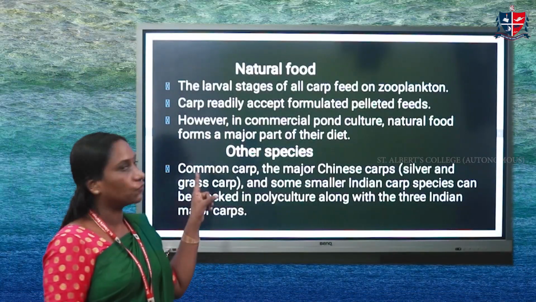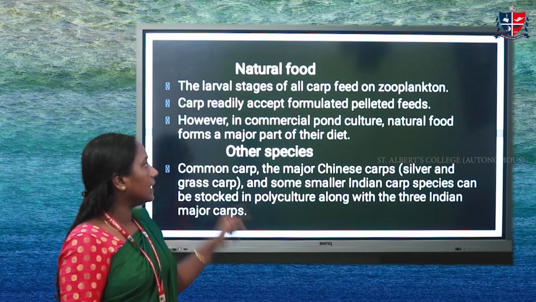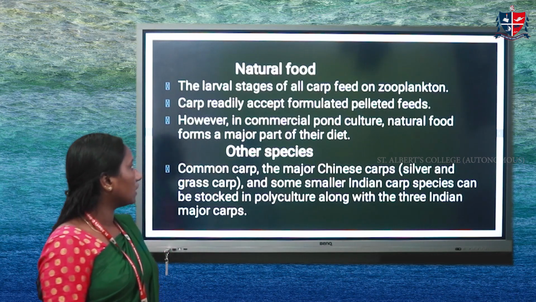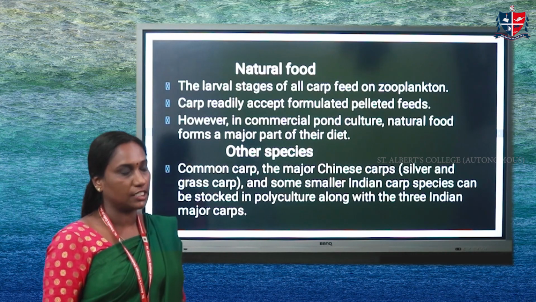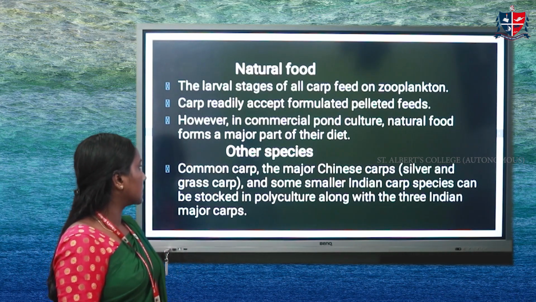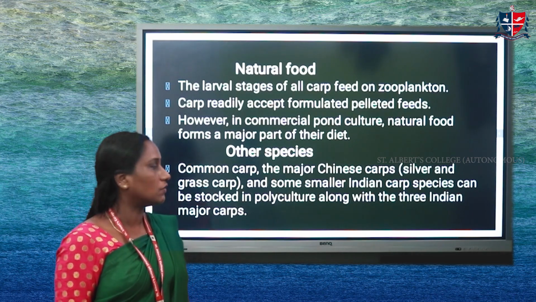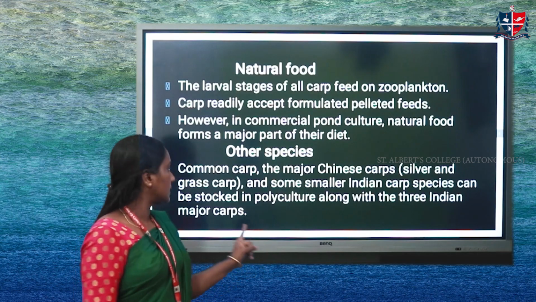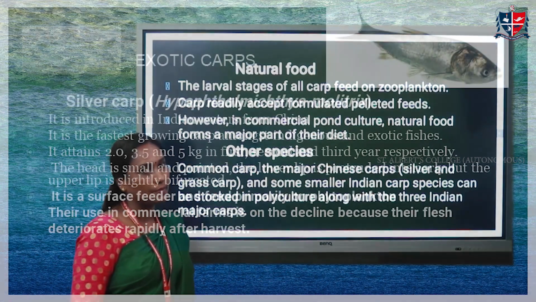The natural food: the larval stages of carp feed on zooplankton. Carp readily accept formulated pelleted feed also. However, in commercial pond culture, natural food forms a major part of their diet. Other species, such as common carp, the major Chinese carp, which include silver and grass carp, and some smaller Indian carp species can be stocked in polyculture along with the three Indian major carps.